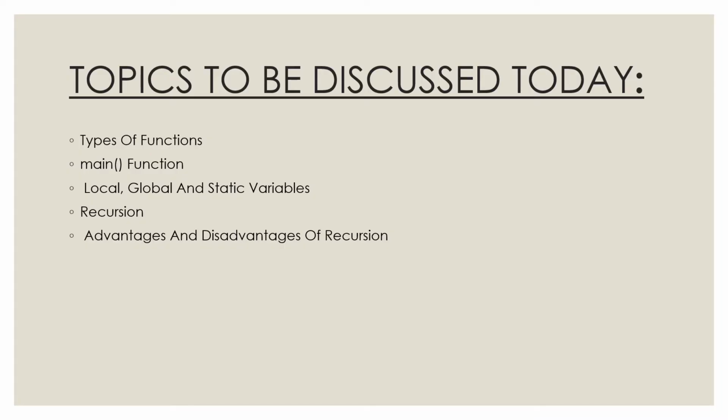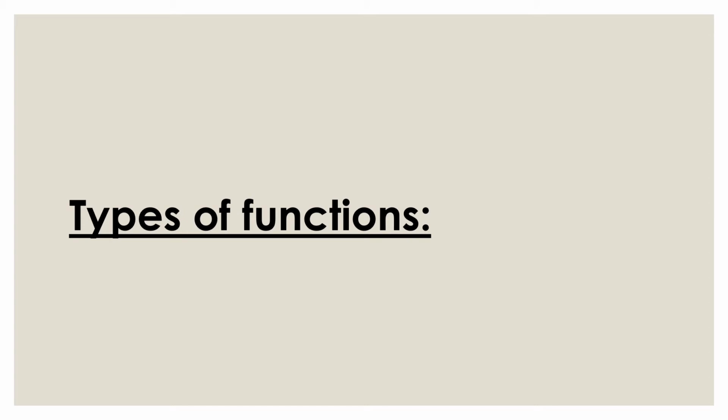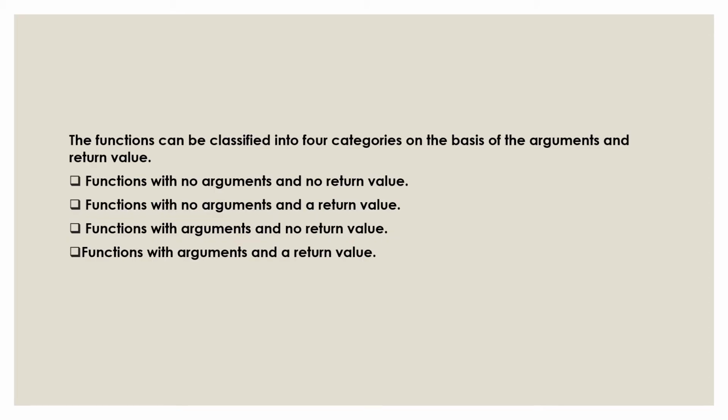As discussed in the previous video about functions, today we are going to discuss more about functions. Types of functions. The functions can be classified into four categories based on arguments and return value. First, function with no arguments and no return value, function with no arguments and a return value, function with arguments and no return value, and last, function with arguments and a return value.